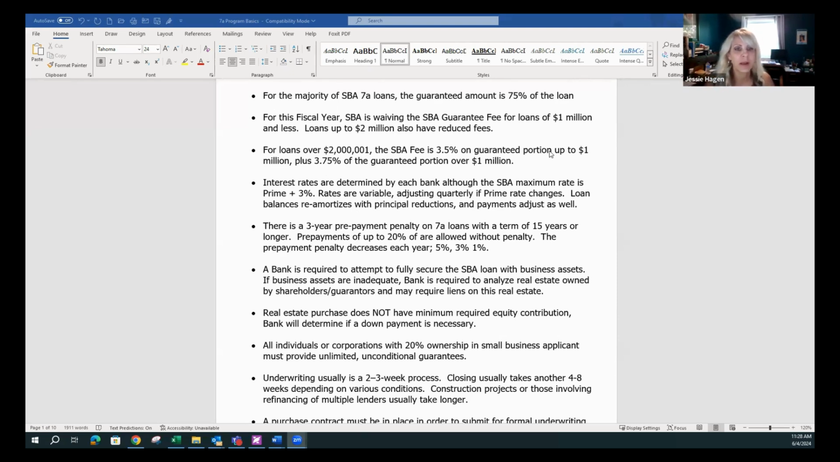Interest rates are determined by each individual bank. The SBA says, here's our maximum interest rate. And for most of the past 75 years, the maximum interest rate a bank could charge was prime rate plus 2.75%. And about 2 years ago, they raised it to 3%. For smaller loans, there are even higher interest rates that can be charged, up to over 6% over prime rate for the smallest loans. Again, to try to give the banks an incentive to do some of the smaller loans that otherwise they may not want to do.